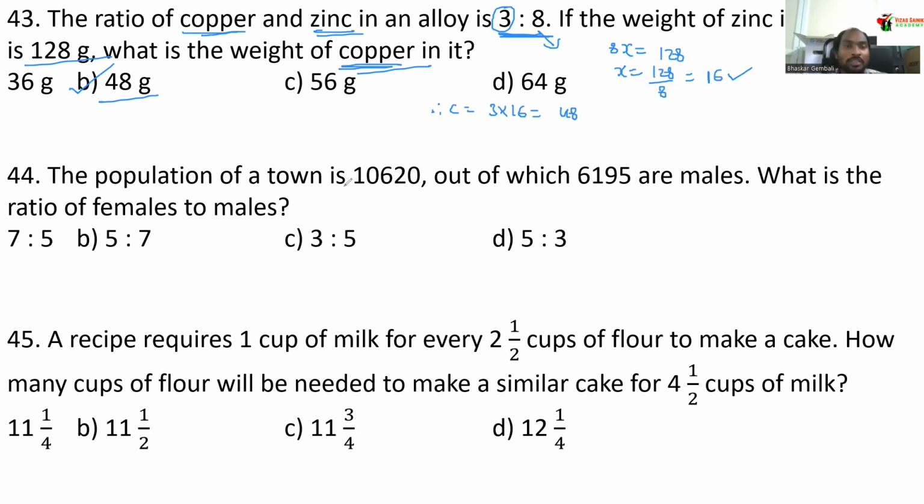Next, the population of a town is 10,620, out of which 6,195 are males. And what is the ratio of females to males?